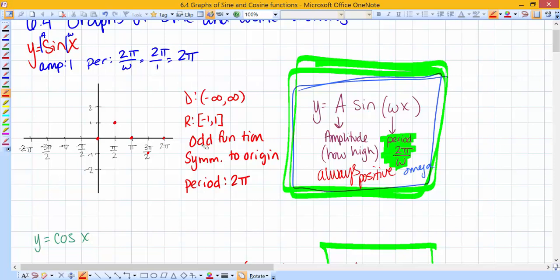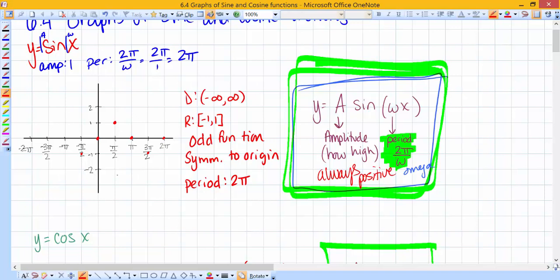Since sine is an odd function, it is symmetric to the origin, which means your points are going to change. So (0, 0) stays (0, 0). This pi over 2 becomes negative pi over 2. It was at 1, so now it's at -1.